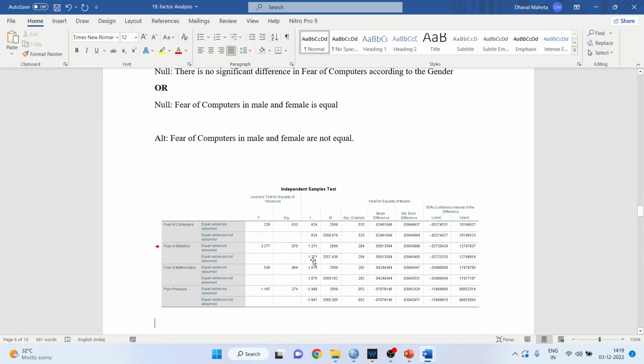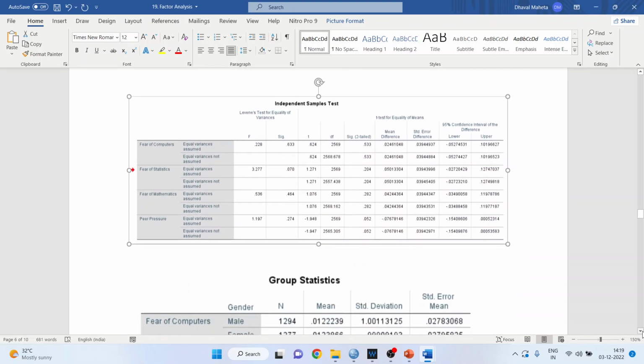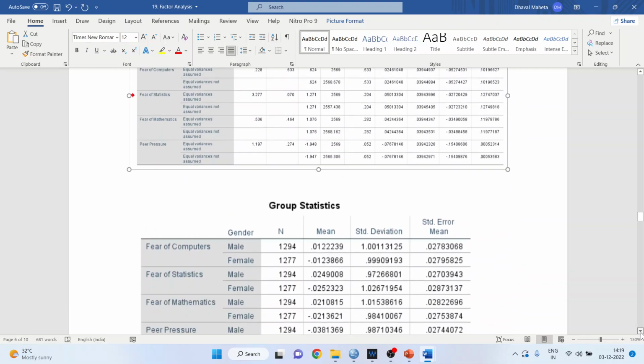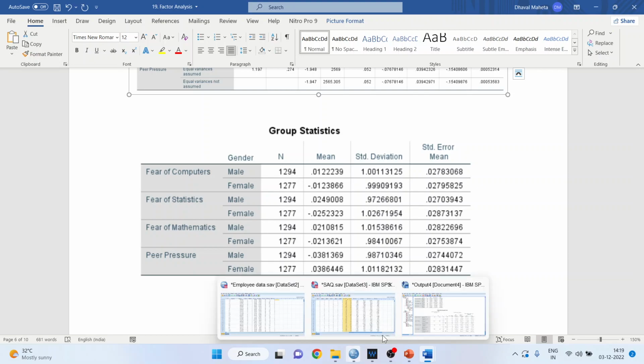We have got the independent sample t-test result. Let me expand this. You can see that the sig value of all of them is more than 0.05, right? And here it has also given the group statistics, which I got from here, this one.